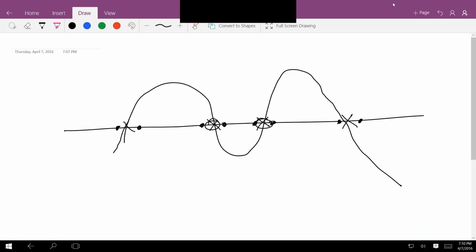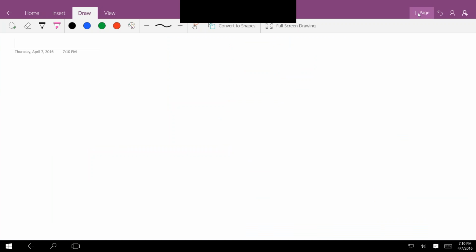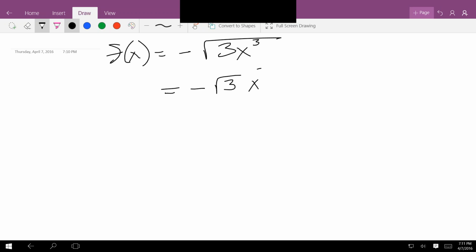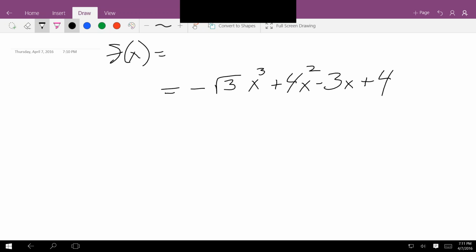All right. It says describe the end behavior of the given function of negative square root 3x cubed. It looks like a negative square root 3, and then next to that is x cubed. So the x cubed isn't under the square root. Like that. And then it says plus 4x squared minus 3x plus 4. What's it want you to do with this? It's just asking for the end behaviors.